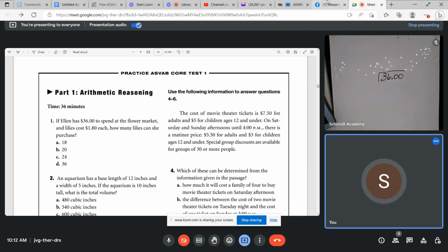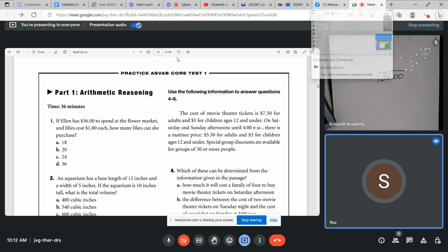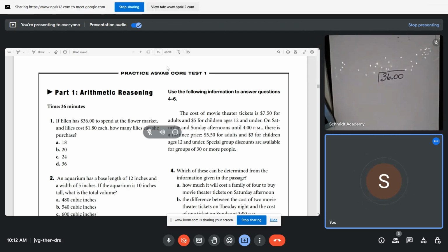So let's just start. Number one, if Ellen has $36 to spend at the flower market and lilies cost $1.80 each, how many lilies can she purchase? Another way to think of this is how many $1.80 are in $36? Or we could say $36 divided by $1.80. So that's what I'm going to do. $36 divided by $1.80. I don't need to write the zero. 1.8 and $1.80 would be the same thing.